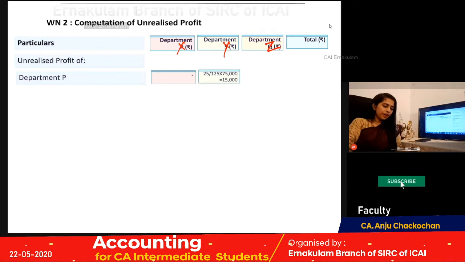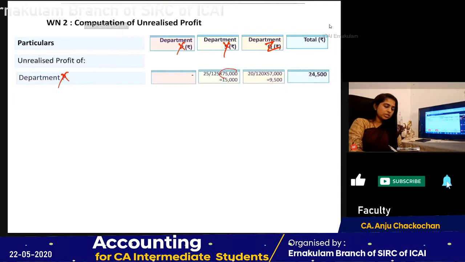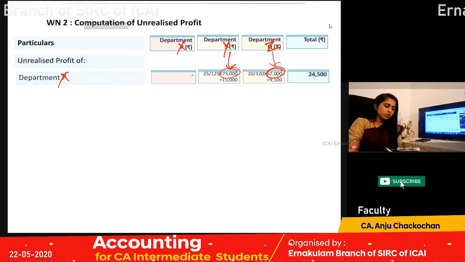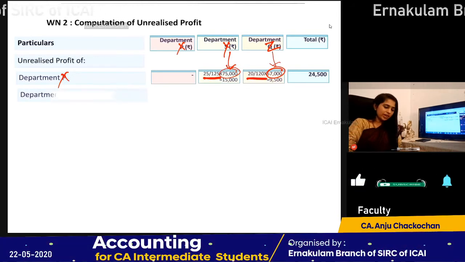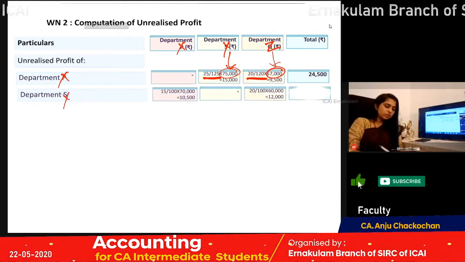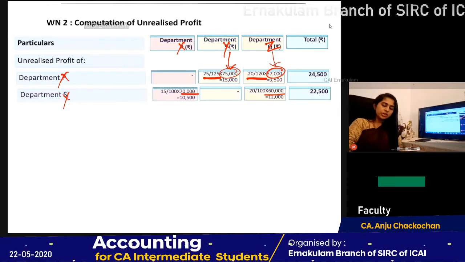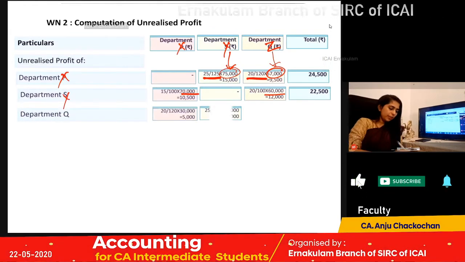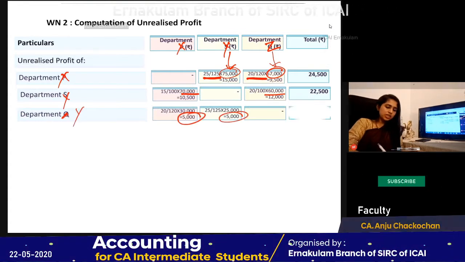See, we have for Department X, 75,000 is the stock lying with Department Y and 57,000 is the stock lying with Department Z. You just have to multiply it with the respective rates and you will get the final unrealized profit. Now for Department Y, 70,000 and 60,000 is the stock unsold. Multiplied with the respective GP percentages given, you get the final unrealized stock reserve. Okay. And then for Department Y, similar process to be done and you will get 10,000 as your total profit.